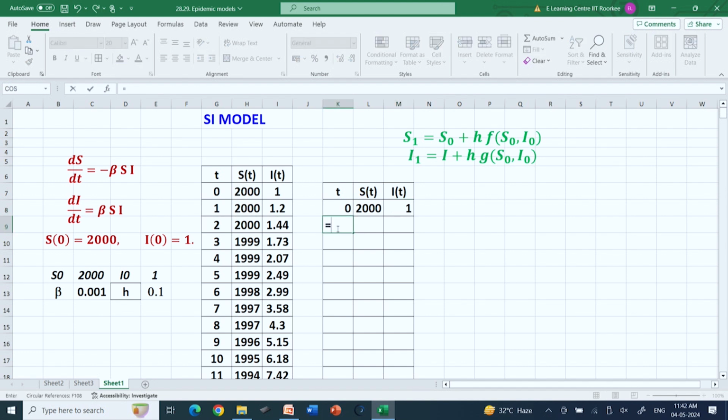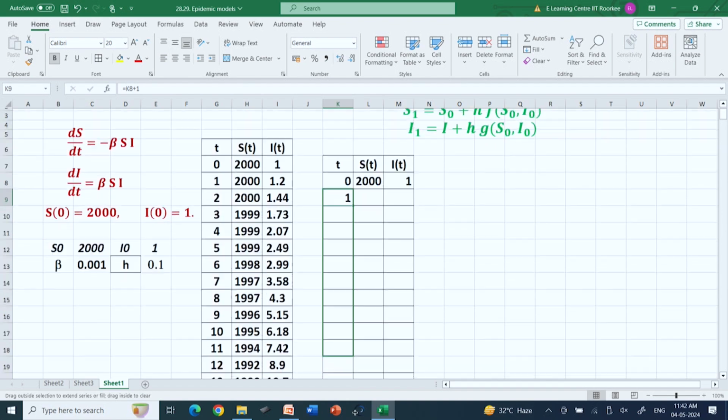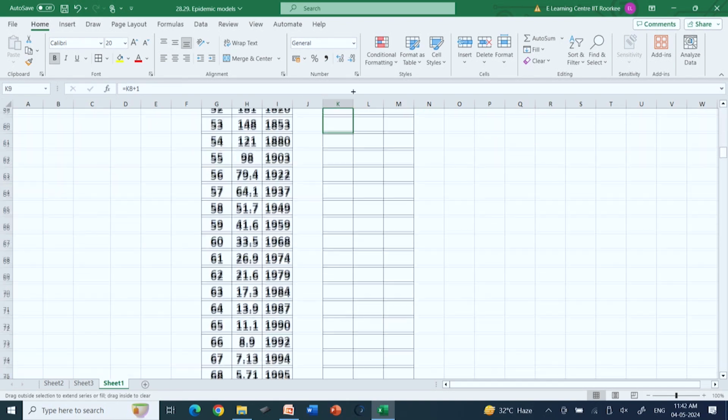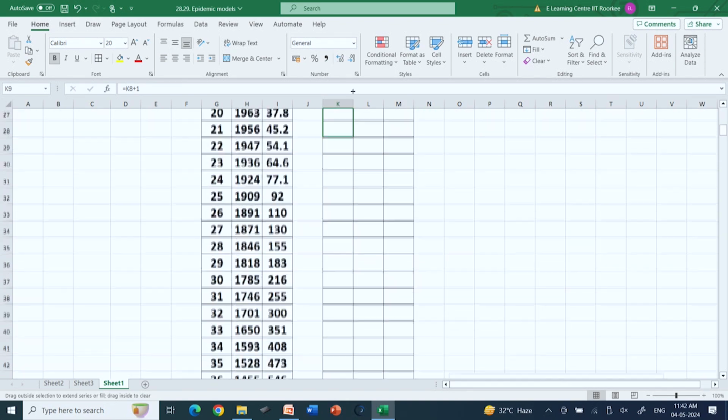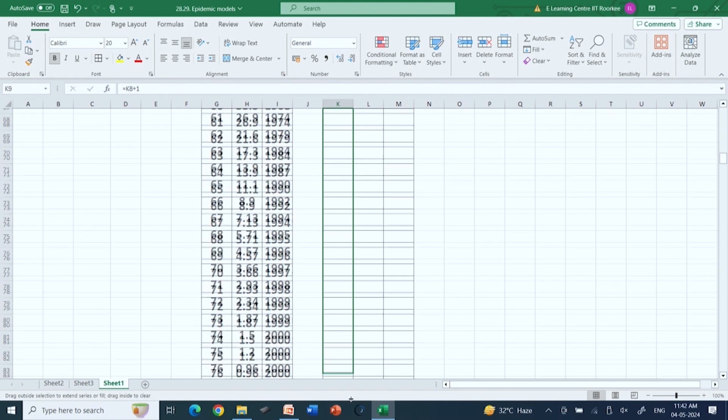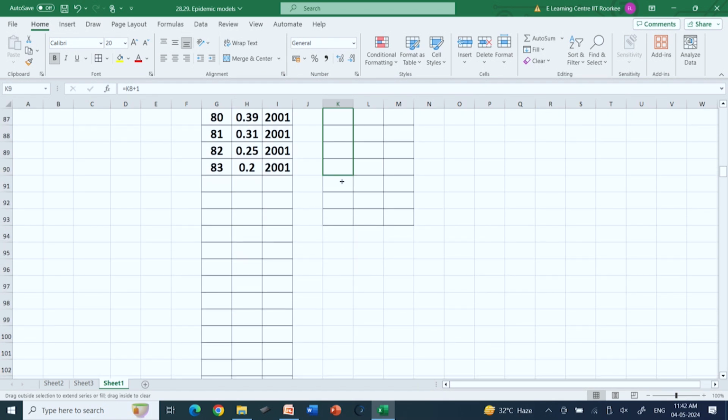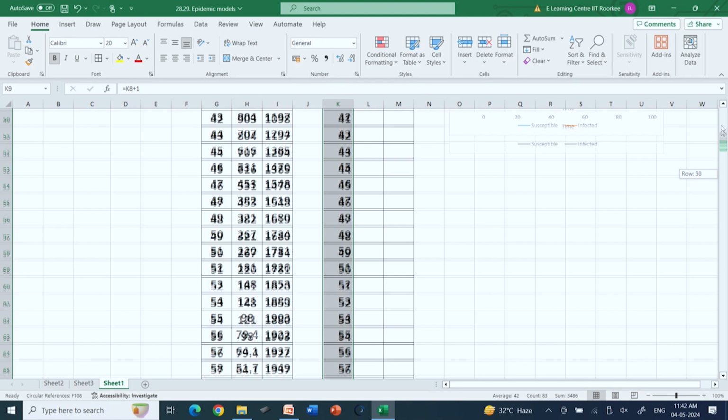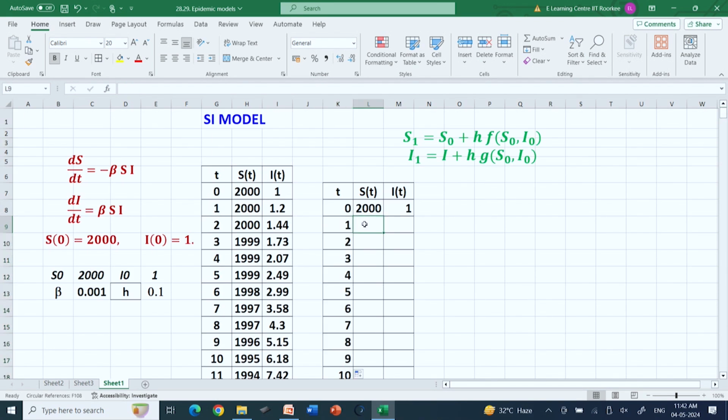So, this will be equal to this plus 1, and let me drag it say to 83 of the values, and here we use as usual the Euler's method to solve this system of differential equations. The formulas are given here.